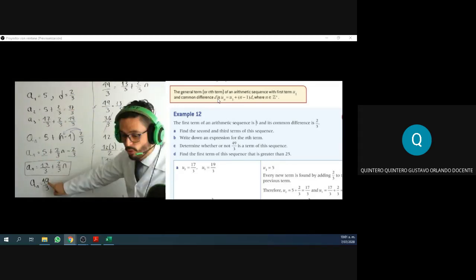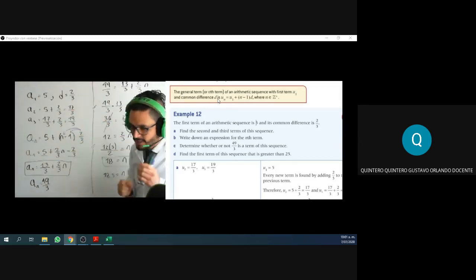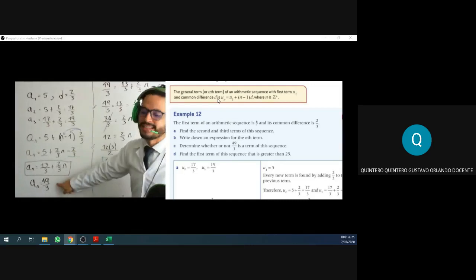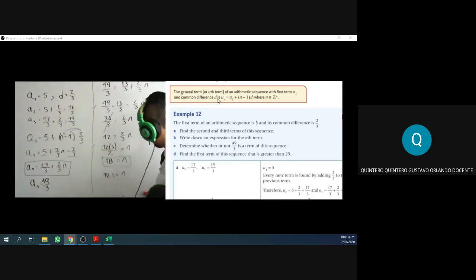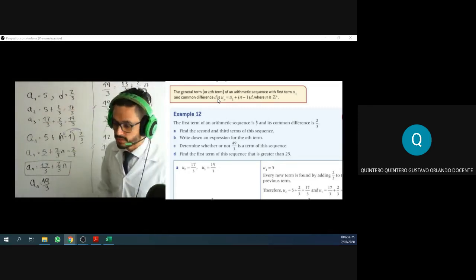If n was a decimal, for example 18.5, that means our number 49 over 3 appears between 18 and 19, right there in the middle. That means this is not a number of the sequence. This is not what is happening here. The number is complete. 18, right? Beautiful. So yes, this number belongs to the sequence.